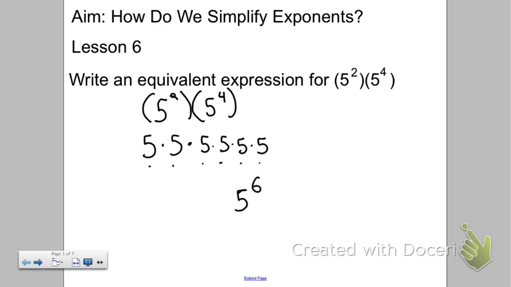An easier way to do this is to recognize that when you have the same base, the 5s are the same, you can just add the exponents. So this becomes 5 to the 2 plus 4. And 2 plus 4 gives me 6. So I have 5 to the 6th power.